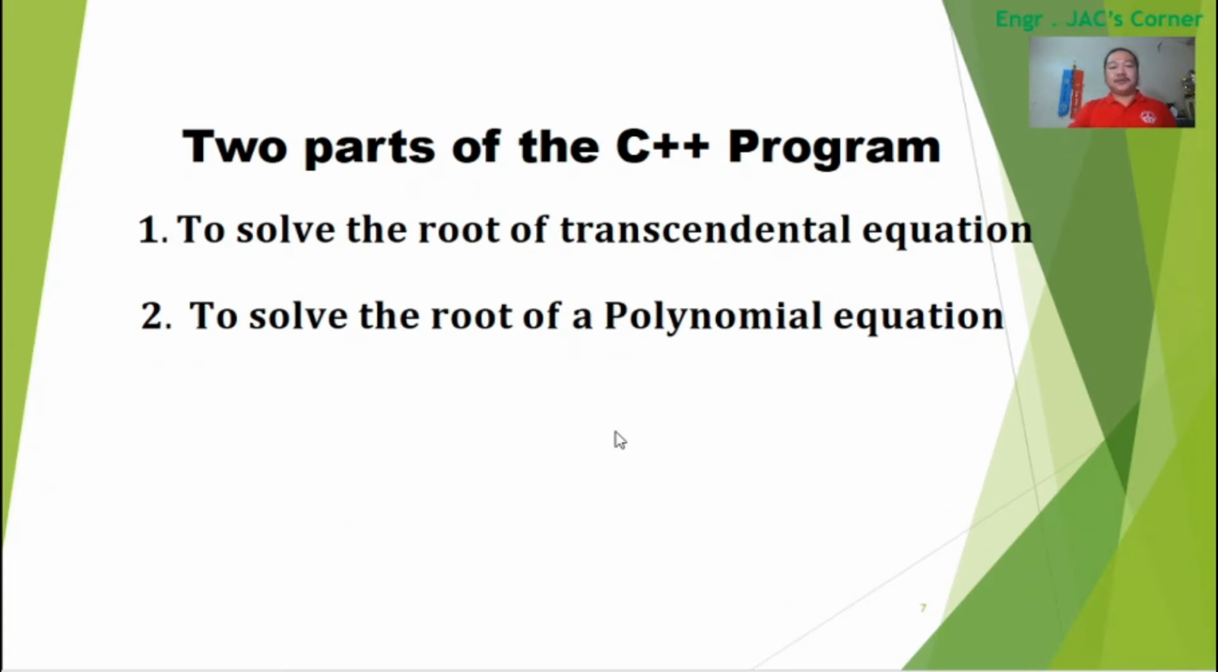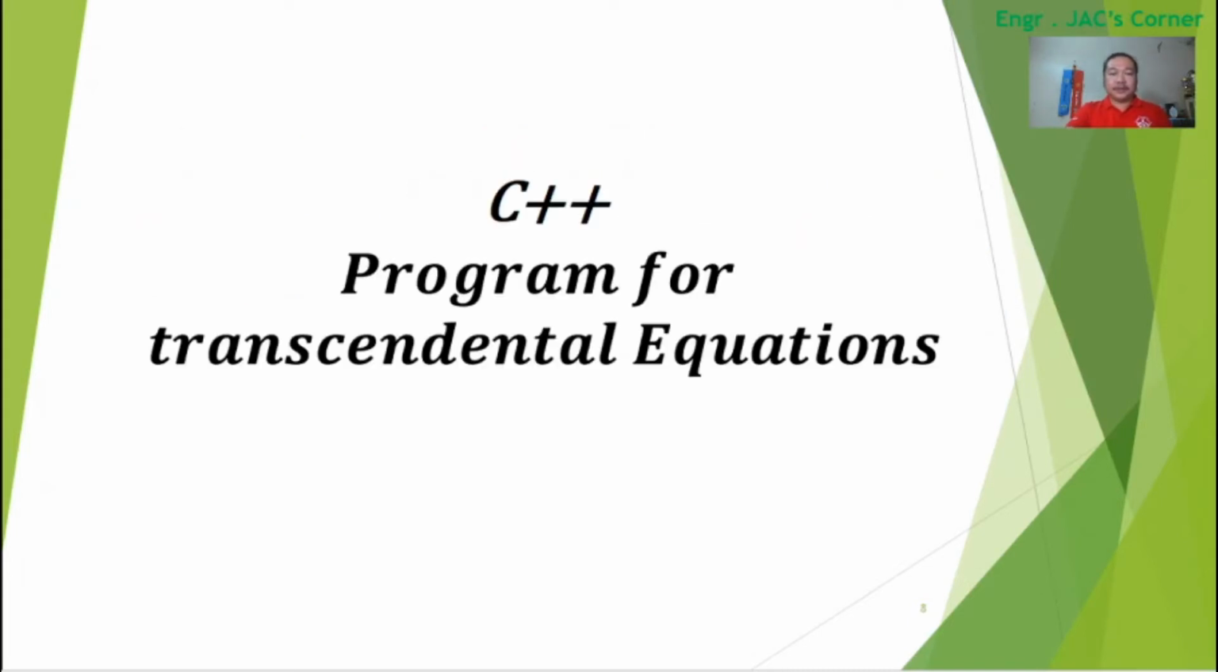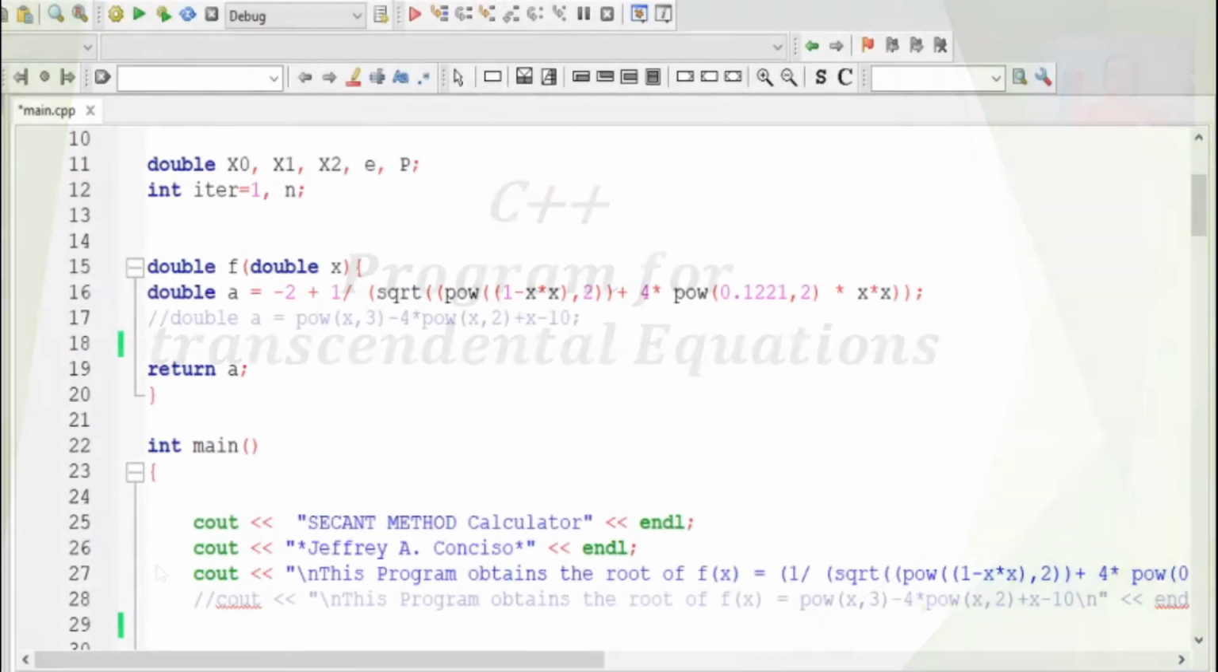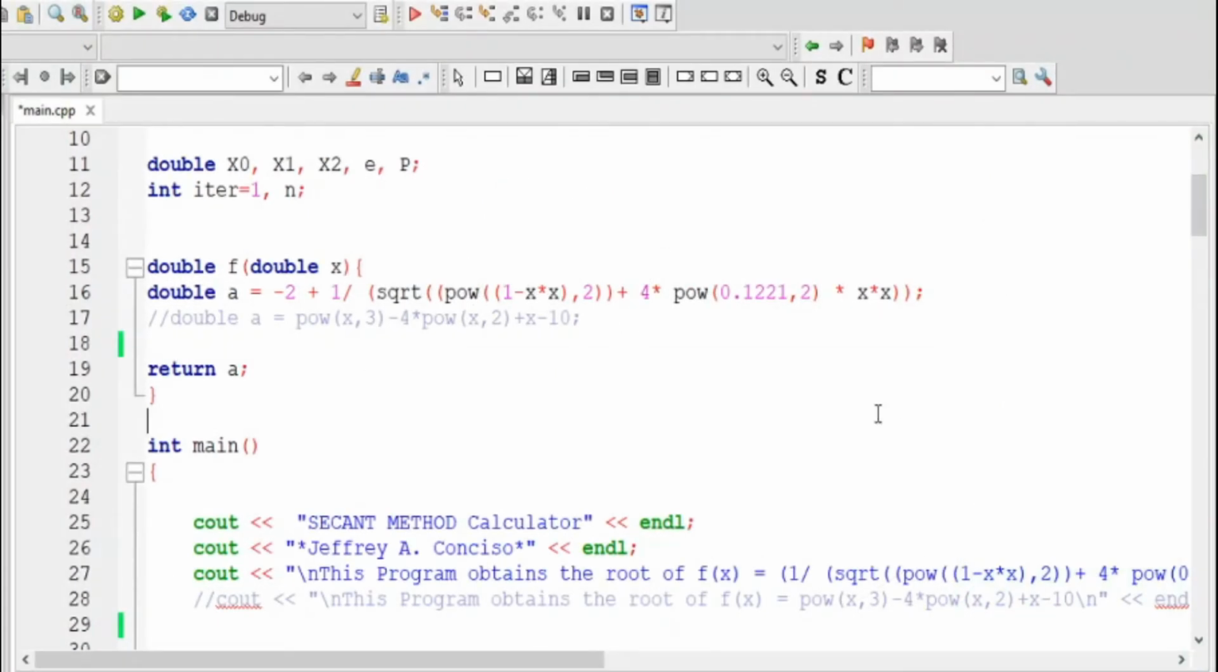Now, there are two parts of the C++ program. Number one is to solve the root of a transcendental equation, and number two is to solve the root of a polynomial equation. So let's take a look at the C++ program for the transcendental equation. Let's go to the code block. We will use Code::Blocks as our compiler.